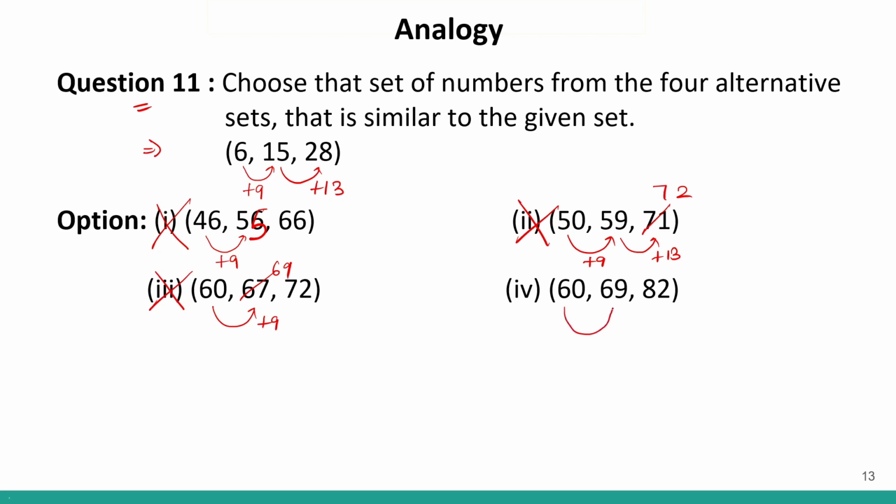Coming here, 60 plus 9 is 69, so plus 9. And from 69 to 82 is plus 13. So this one will be the correct answer. That is option number 4. Option number 4 is the correct answer to this question.